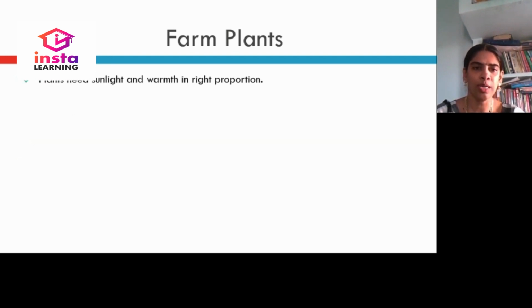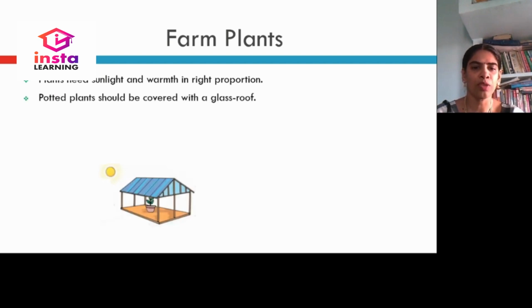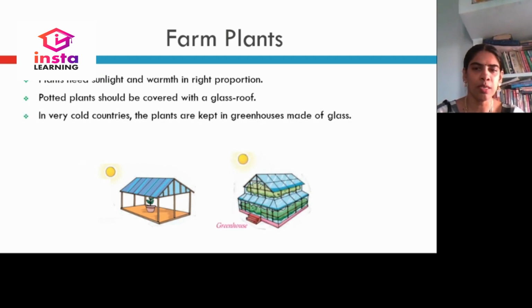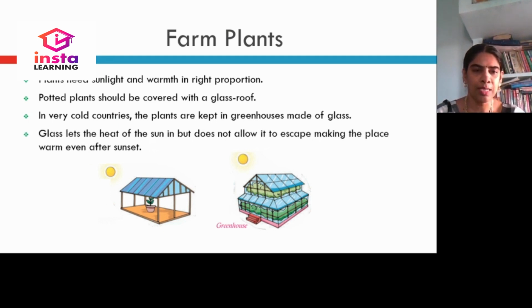Plants also need sunlight and warmth in the right proportion. Potted plants should be covered with a glass roof. In very cold countries, the plants are kept in greenhouses made of glass. This glass lets the heat of the sun in but does not allow it to escape, making the place warm even after sunset.